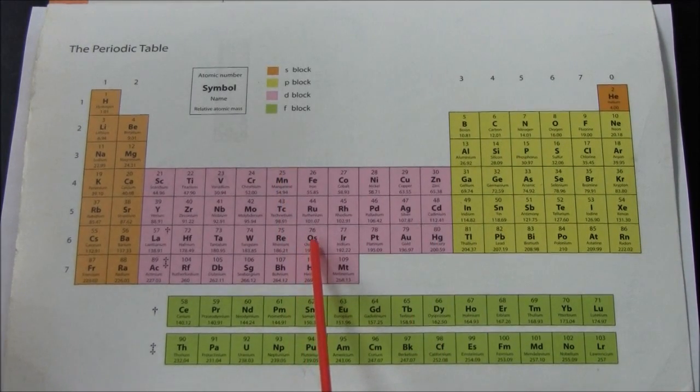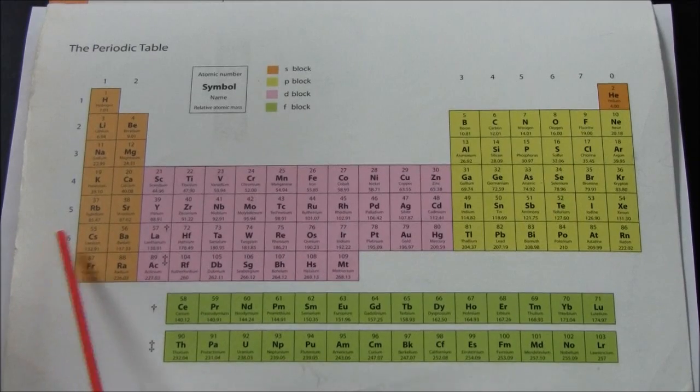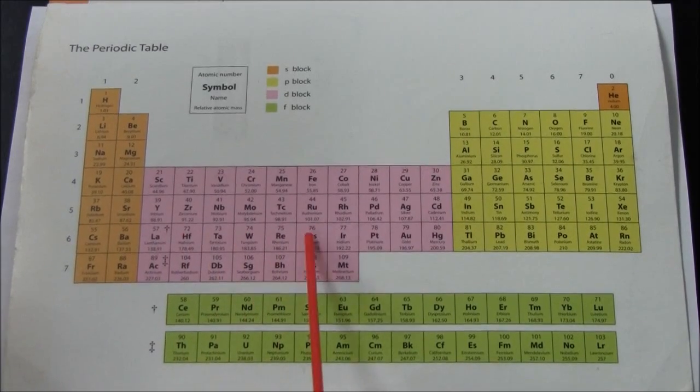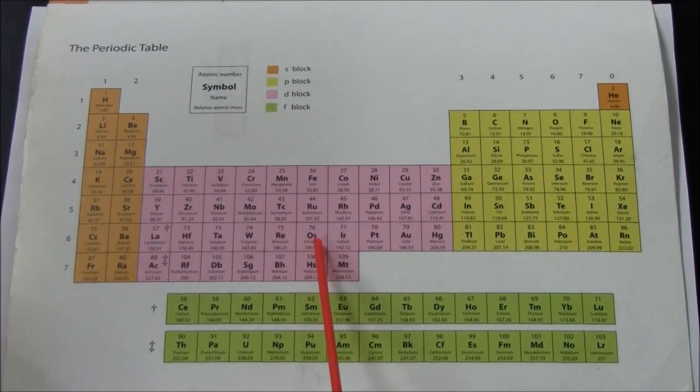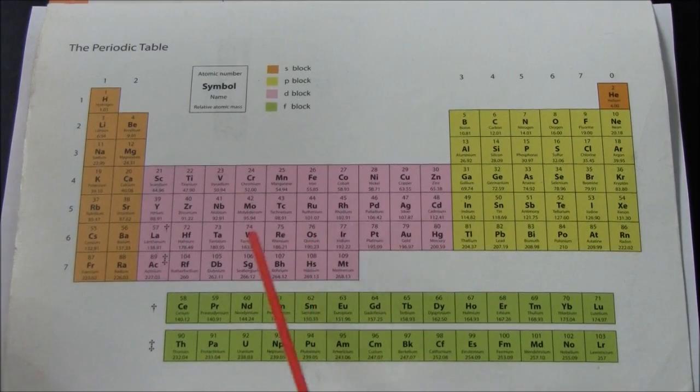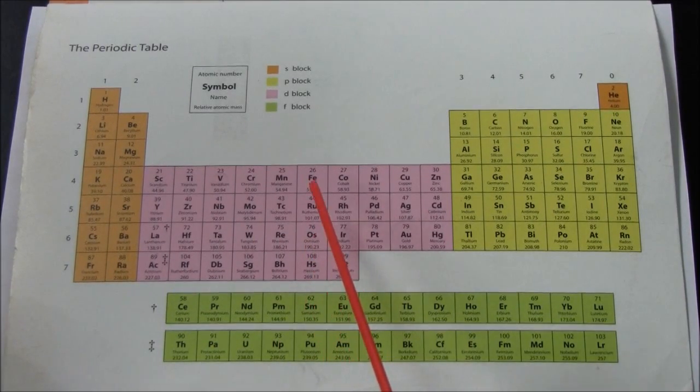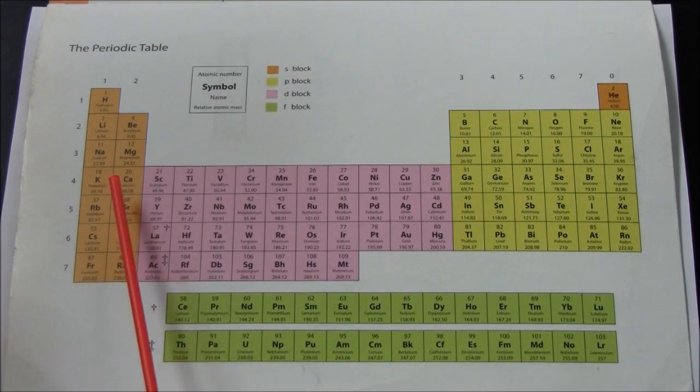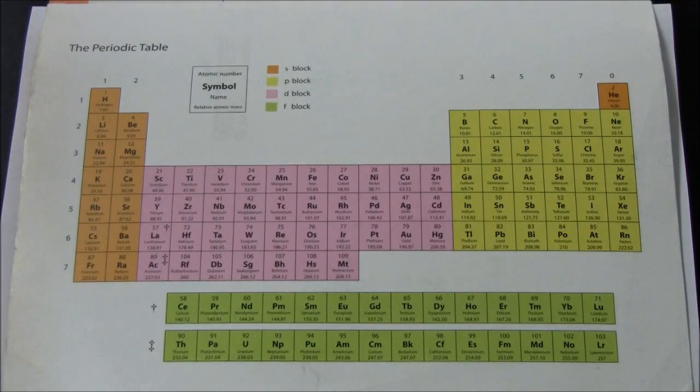What about osmium? Now don't be tempted to say 6d... 1, 2, 3, 4, 5. Don't be tempted to say 6d6. No. It's 5d6. The first number is out by 1. 3d6, 4d6, 5d6. Now there are some exceptions, which we'll look at in a bit.